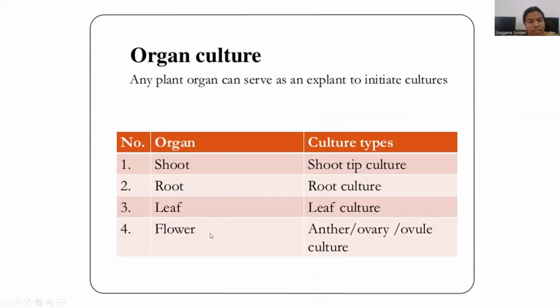Leaf culture. Flower: since flower is a reproductive organ, you can take both the male reproductive organ, anther or pollen, and the female reproductive organ, ovary, ovule also. So whenever you're using a complete plant organ to serve as an explant to initiate the plant tissue culture, we call it organ culture.